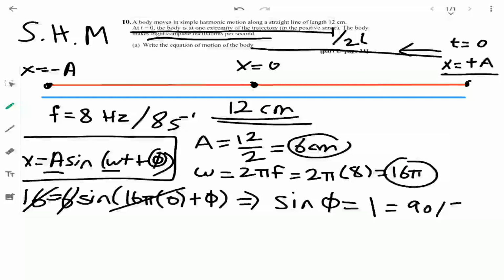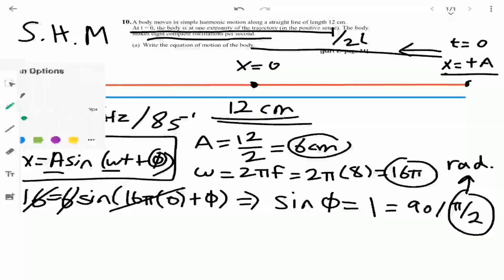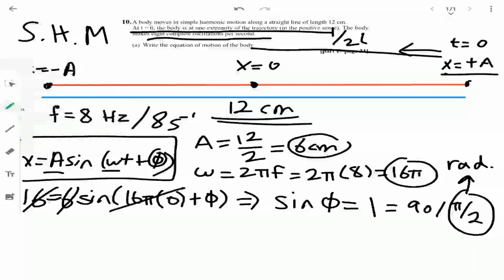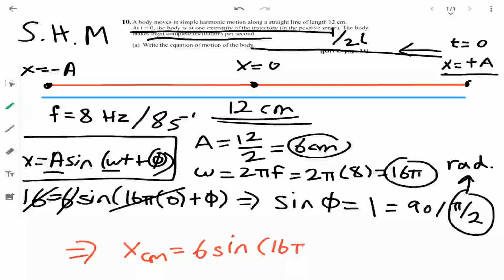Now which one should we use? Should we use 90 or pi over 2? Definitely pi over 2, because everything we've been using so far is in radians, so this also has to be in radians. So the final equation, this I'm going to write in red, is x centimeters equals 6 sine 16 pi t plus pi over 2, and that's the final answer.